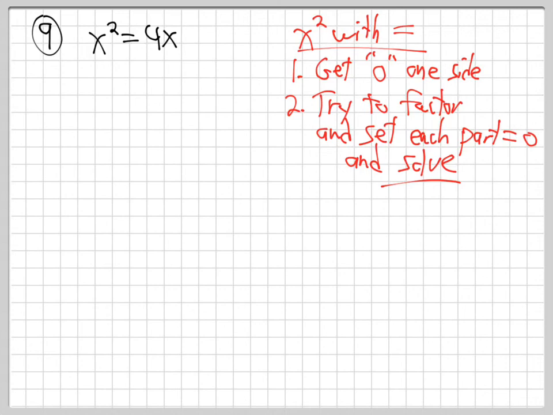So what do you do when you have x squared with an equal sign? Step one, you've got to get a 0 on one side. How can you get a 0 on one side? Yeah, subtract the 4x, right? This is the wall here, right?